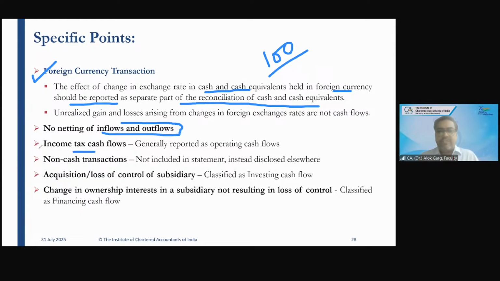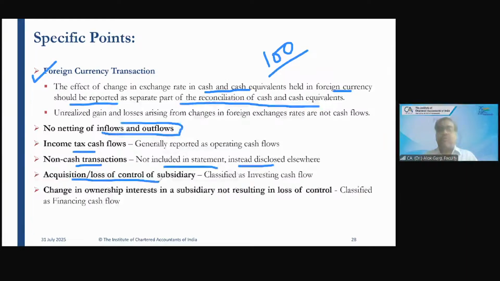Income tax cash flows, I'll come to this part later on. Non-cash transactions, as I told you, like bonus shares, right? The assets acquired by way of issuance of equity shares, ESOP. These are not included in the statement, but they have to be disclosed, right?